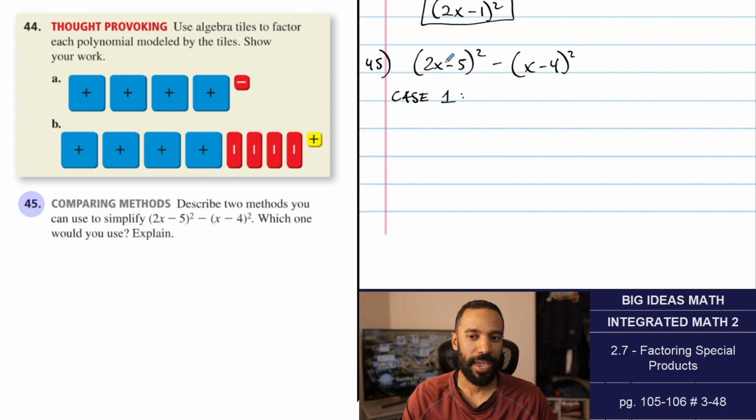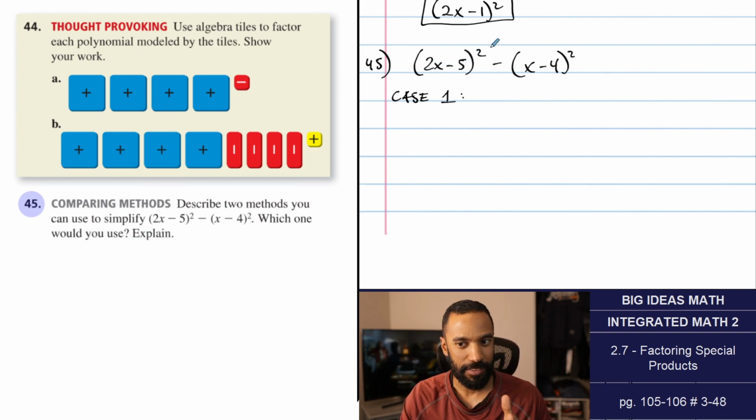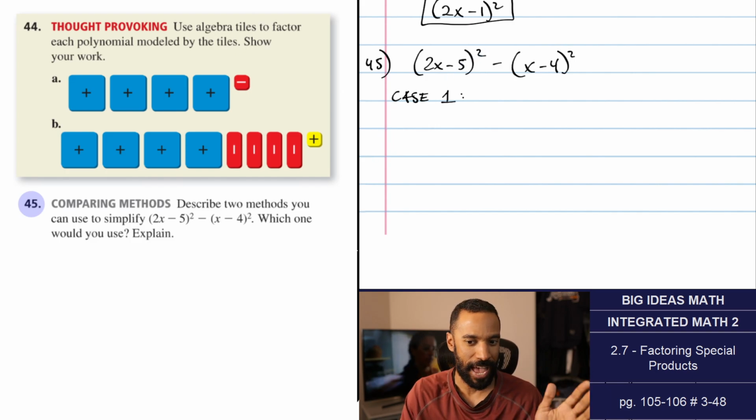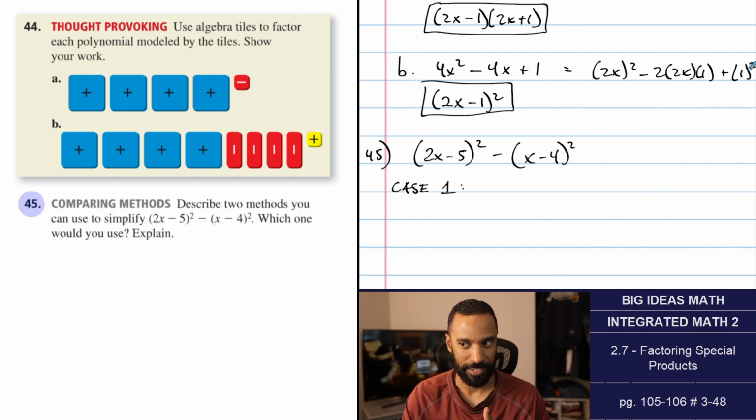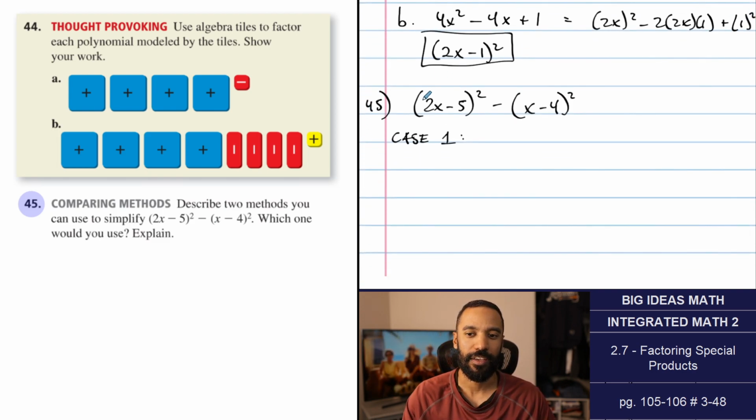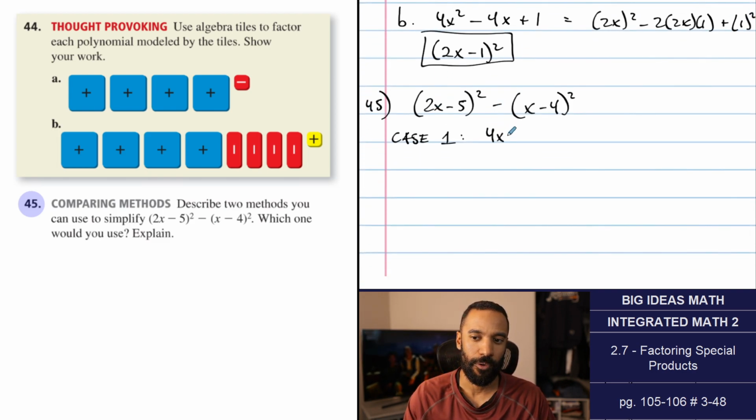Case 1, expand these into perfect square trinomials. How you know this: square the first term, double the product of these two, and square the last term. Exactly the opposite of what we were doing here. Turn this into that, right? So (2x − 5)². 2x squared is 4x². Then you double 2x times 5, that's 20x, but we subtract that because of the minus, and then we square 5 to get 25.